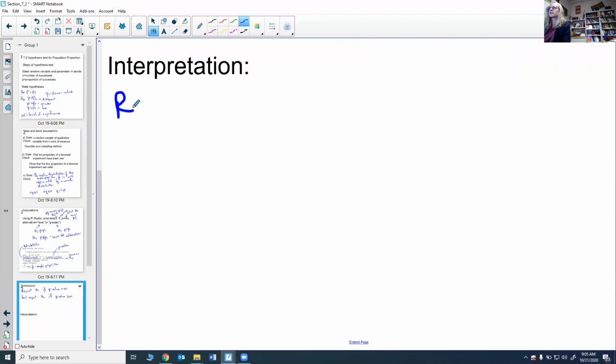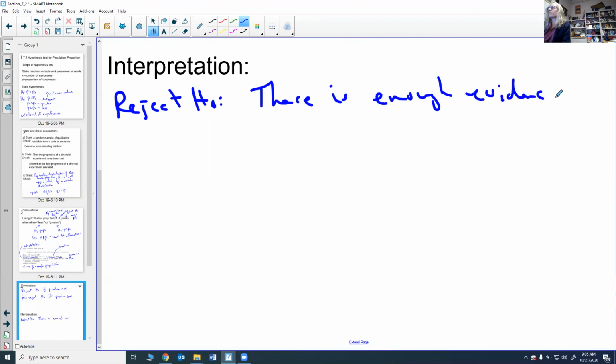If you reject H0, then your interpretation would be there is enough evidence to support your HA. Now, don't write HA there. Write what HA said. And don't just write the symbols for HA. HA is in words. You should write in words what it says. It could have been that you thought the proportion was not 0.2 or 0.4 or whatever it was. So this is where you'd actually say that.